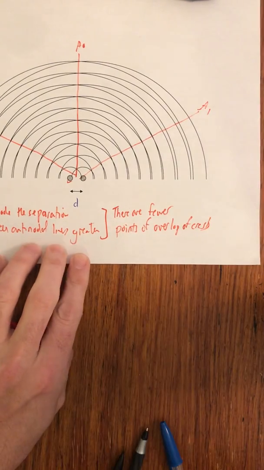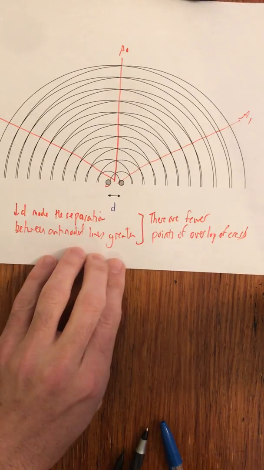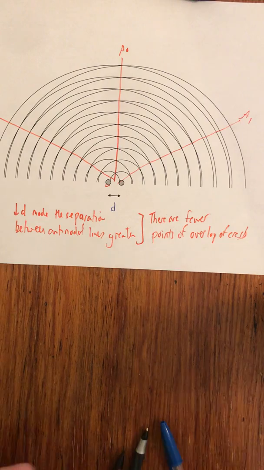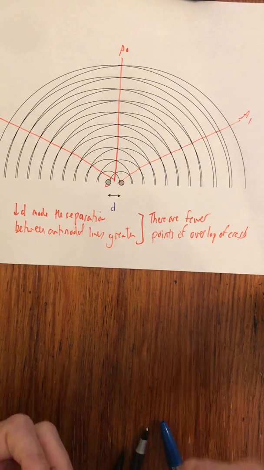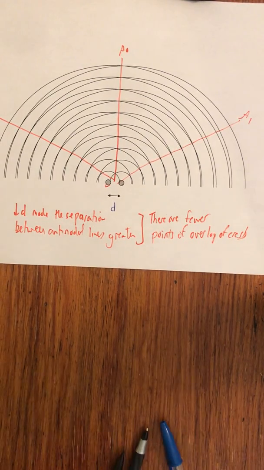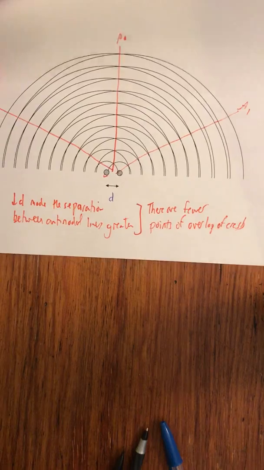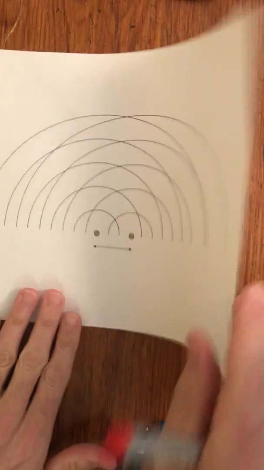We know we get constructive interference when our crests overlap, so if they're just overlapping fewer times because of the geometry, I'm going to get fewer antinodal lines. Just as simple as that. And that's the reason.